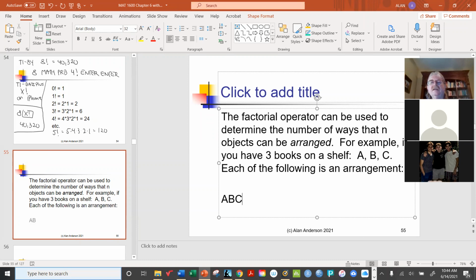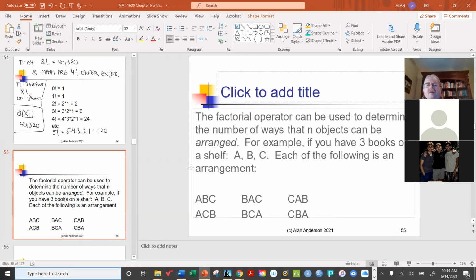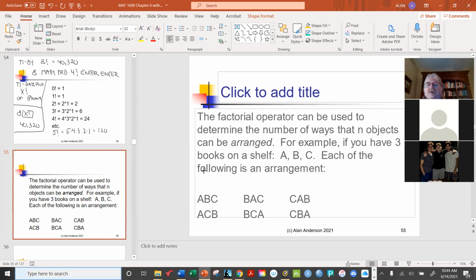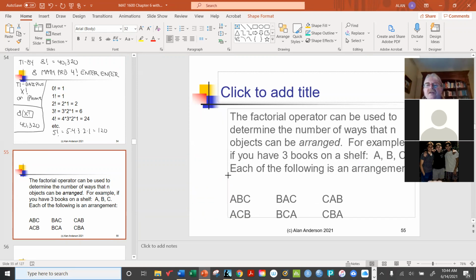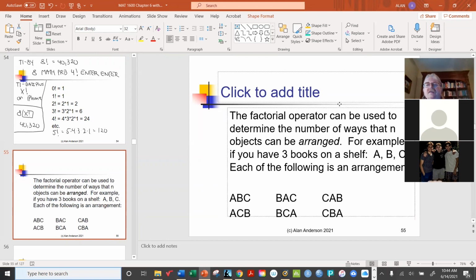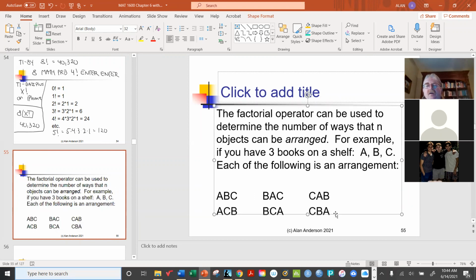You have ABC, ACB, BAC, BCA, CAB, CBA. Okay, so if you notice, I've got 3 books on a shelf that only holds 3 books. How many different ways can I put those books on my shelf? Well, there they are. There's 6 of them.